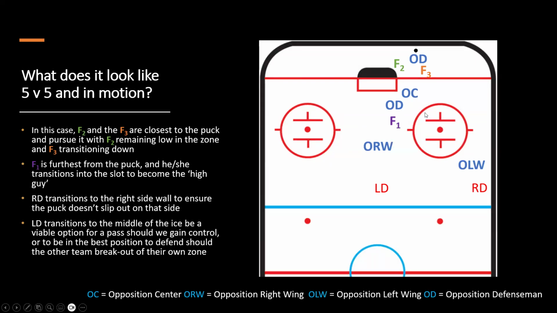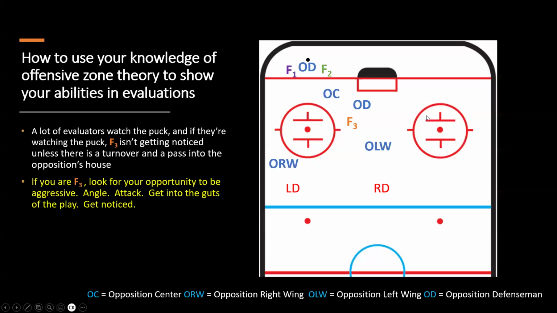Okay. Now, how to use our knowledge of offensive zone theory to show yourself in evaluations. We're not worried about that, but what we're really looking to do is we're going to look to be very effective on the ice. Okay. So, I had the comment here that a lot of the time the evaluators watch the puck, and if they're watching the puck, F3 isn't getting noticed. That's not a big deal here, but more than anything, what's a really big deal is that we need to be aggressive. Okay. I want our team to be aggressive. That doesn't necessarily mean taking penalties, but it means putting relentless pressure on their team.